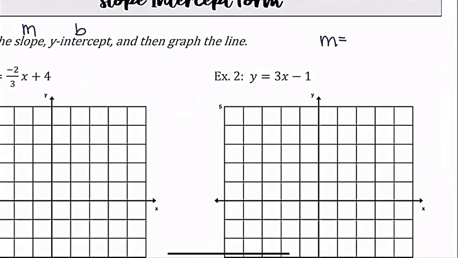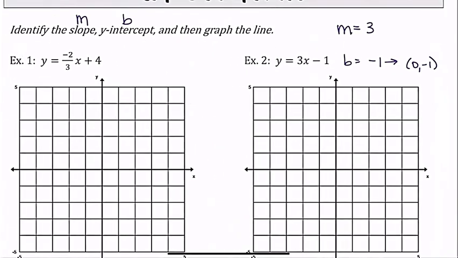So our m is 3 and our b is -1. So this would look like (0, -1). So that's a point on the line. And we're going to graph that point. And then m is our slope. That is rise over run. If you need to write that down, you can. Here it is right there. And that looks like this.